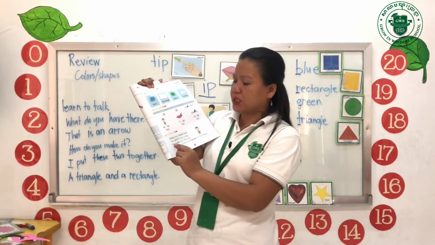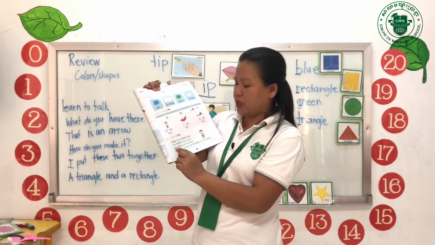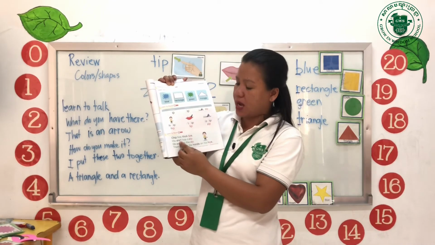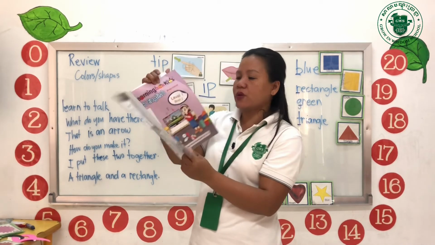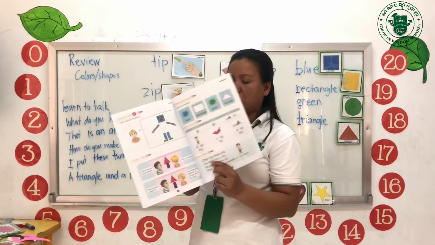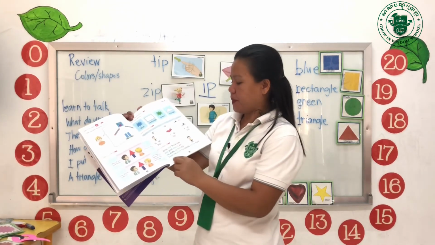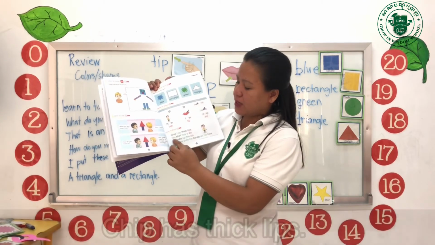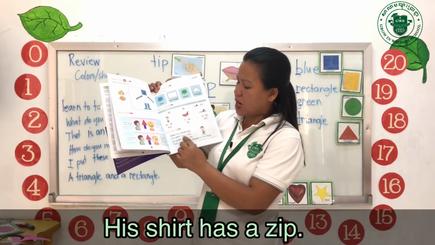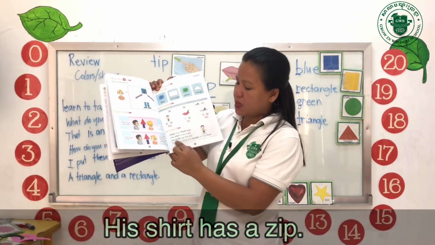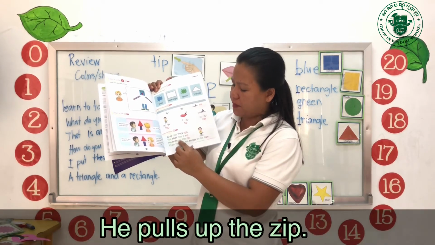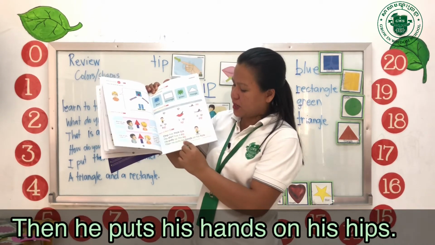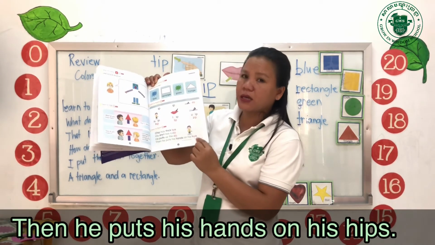Here, let us practice how to read. Okay? You can read here with your mom or dad. Okay? Because this one, you're going to bring this book at home. Okay? Chips has thick lips. His shirt has a zip. He pulls up the zip. Then he put his hands on his hips.